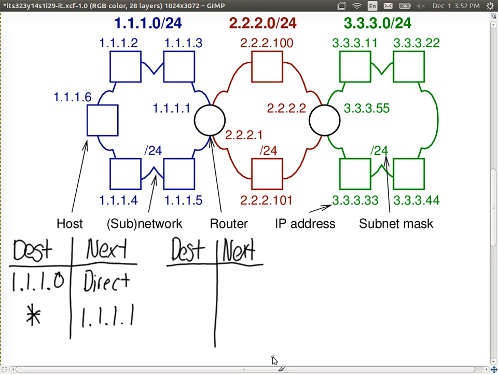That is this router, which has an IP address 1.1.1.1, and it's also got an IP address of 2.2.2.1. It's on two different subnets. So think of the possible destinations we may want to reach, and who are the next nodes to those destinations. What's a possible destination for this router? Okay, the subnet 2.2.2.0 is a possible destination. Others?